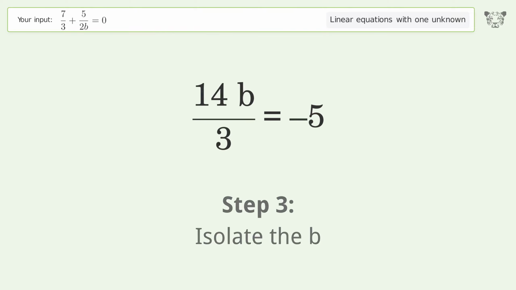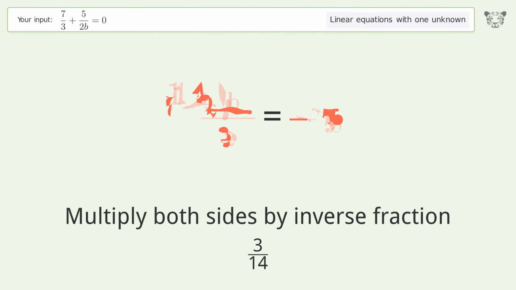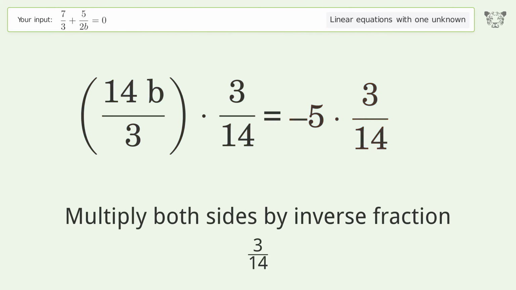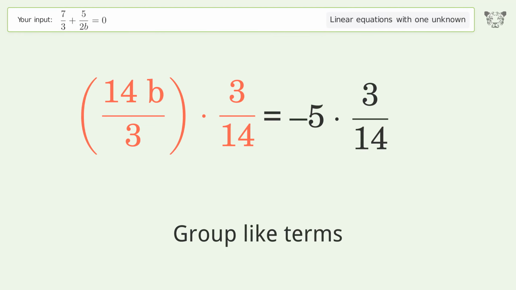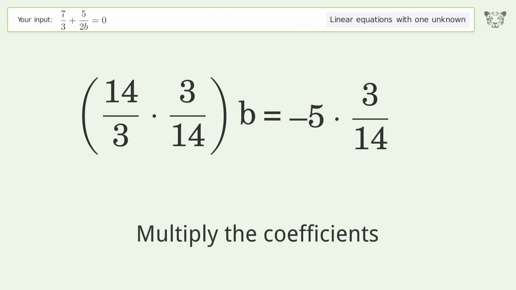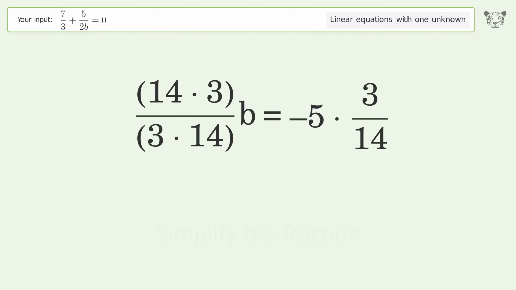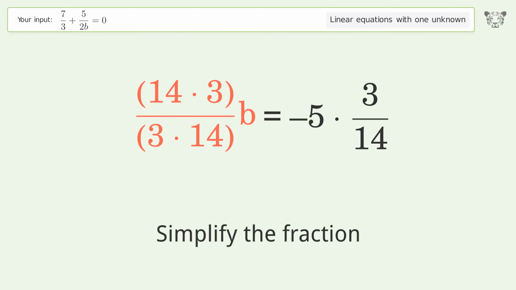Isolate the b. Multiply both sides by inverse fraction 3/14. Group like terms. Multiply the coefficients. Simplify the fraction.